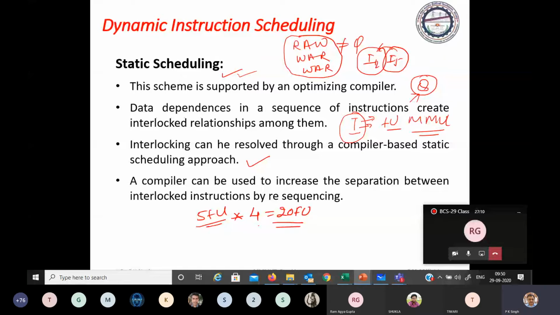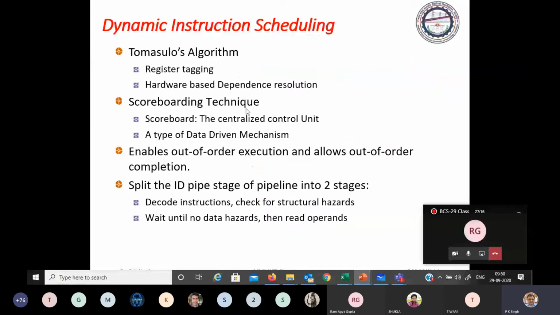So the best way is the dynamic scheduling of instructions. What is dynamic scheduling? It means we do the scheduling of instructions, meaning allocation of instructions for execution, at the time of execution of the program. So here we can do out of order execution. How we facilitate the out of order execution, that we'll discuss.